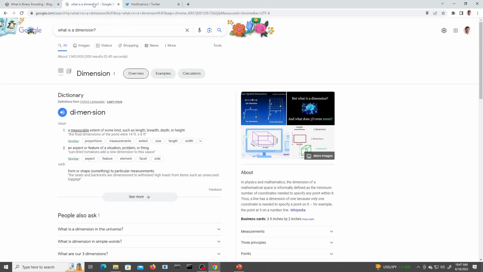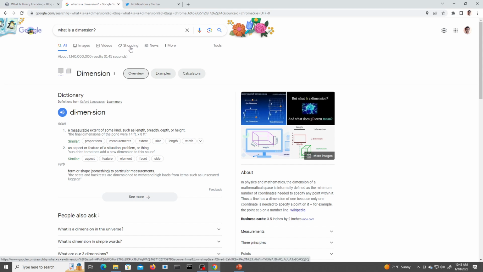So here is the definition of a dimension. Number one, a measurable extent of some kind, such as length, breadth, depth, or height. Number two, an aspect or feature of a situation, problem, or thing. So very different definitions, but they can in some ways overlap.